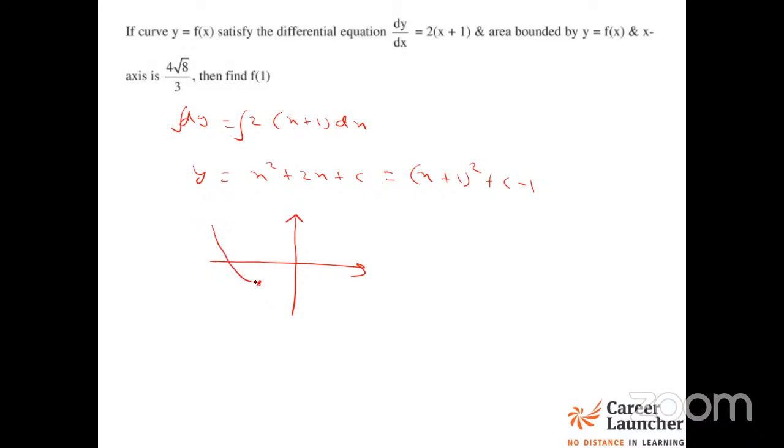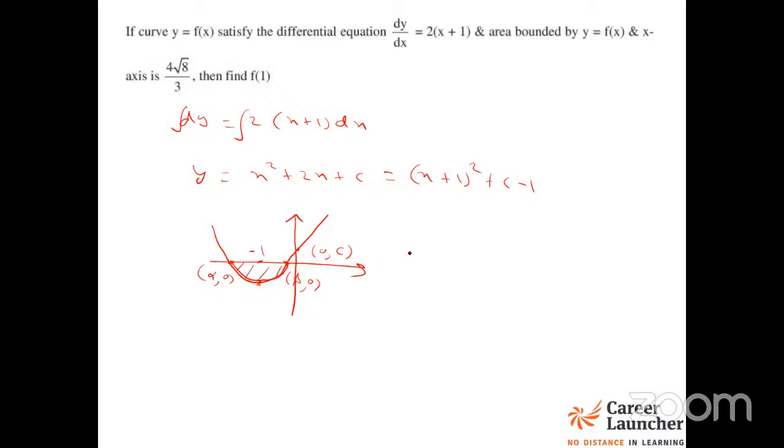And at x equal to 0, the value will be c. And when y is equal to 0, the value will be minus 1 plus minus of this. And this point will become minus 1. Now, area bounded by this graph and x-axis. That means this area is what we need to find. Let us name this point as alpha comma 0. And this point is beta comma 0.